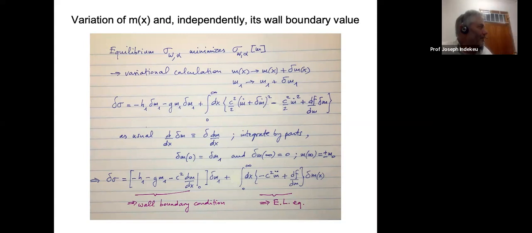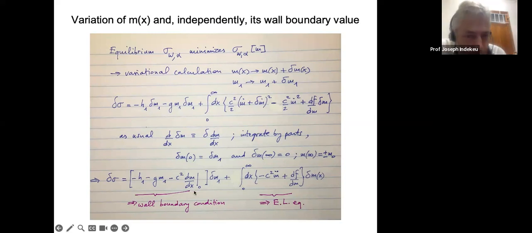Okay? You can choose the delta m to be an arbitrary function, arbitrary small function, but you can choose it to be anything you like. Okay? And if this integral of this delta m multiplied by this function, whatever it is, must always be 0 for any choice that you make for this delta m, the only possibility is that the thing between brackets must be 0. Okay? And that gives you the Euler-Lagrange equation, which we already knew.